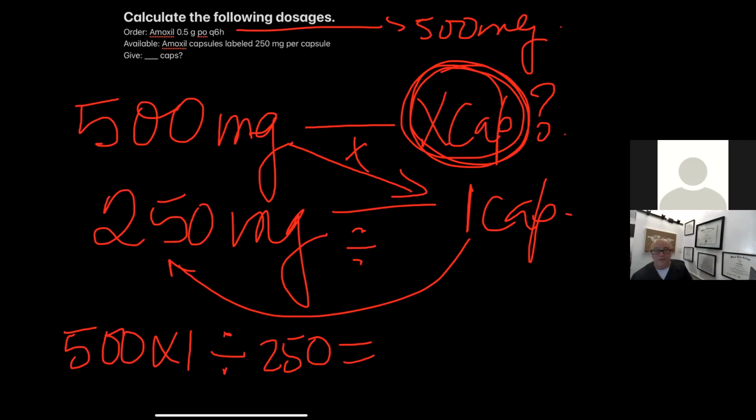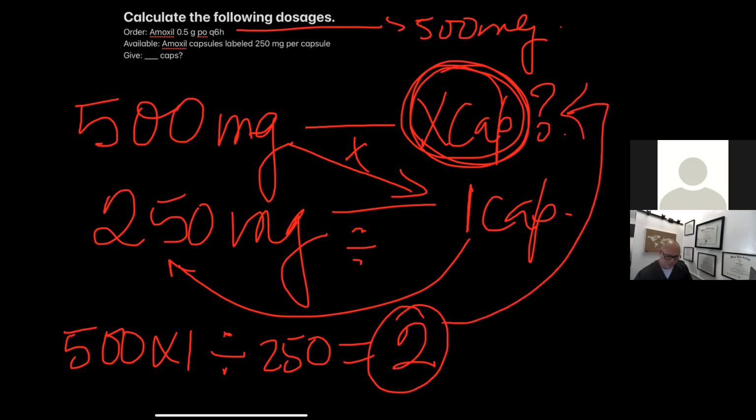If you divide 500 by 250, you're going to get 2. But 2 what? Well, what is it that we're looking for? Caps. Is caps what they're asking me in the question? Yes. Therefore, that means that 2 caps is your answer. All right, and that's how you solve that problem.